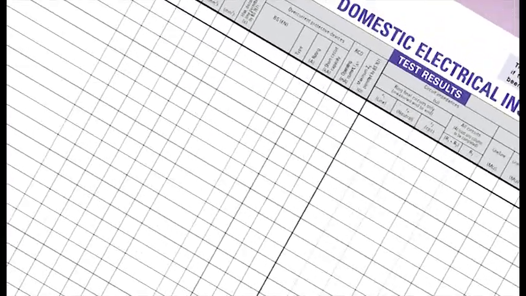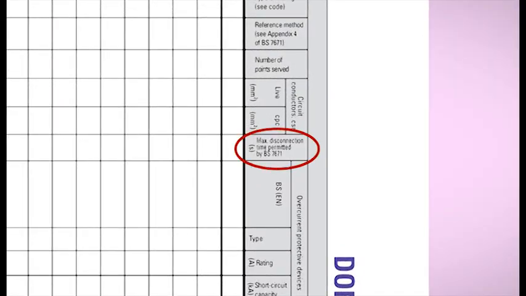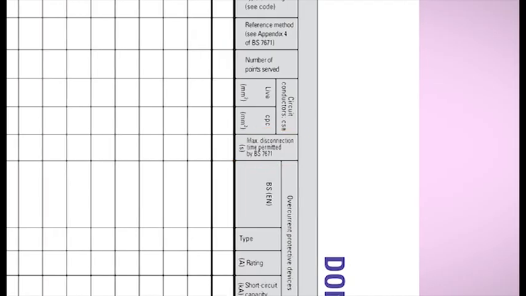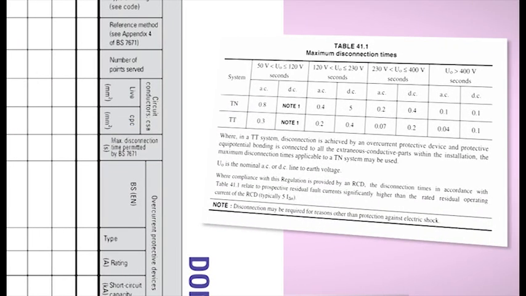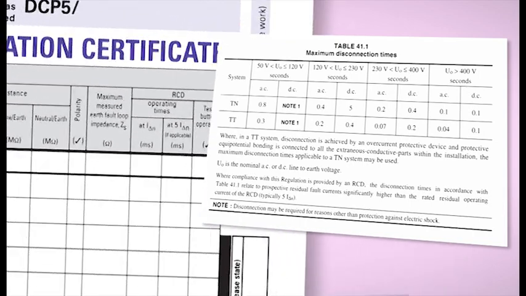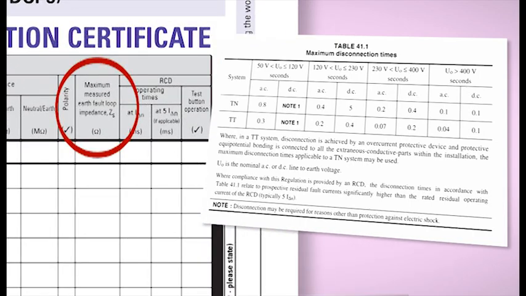The next column is titled Maximum Disconnection Time Permitted by BS 7671. This is the value determined by the designer from the relevant table in Chapter 4.1 of the regs, and is information that we need to cross-reference later with the ZS test results.